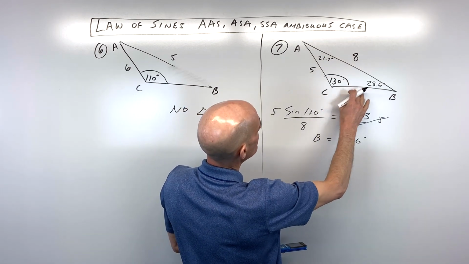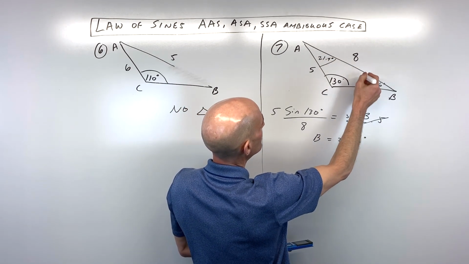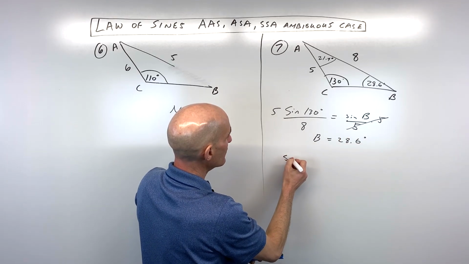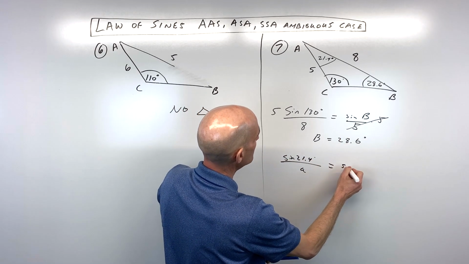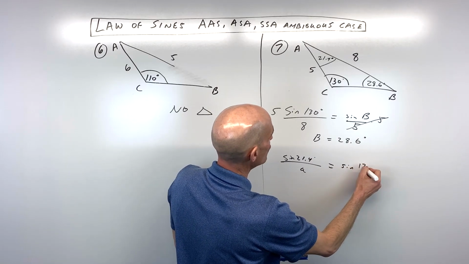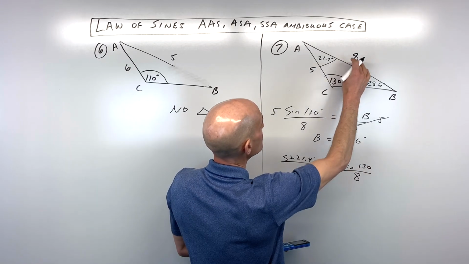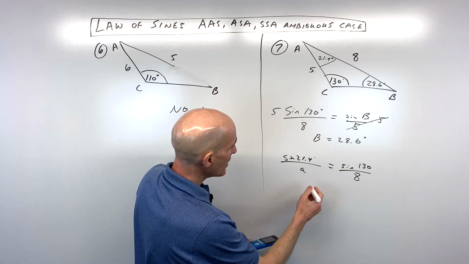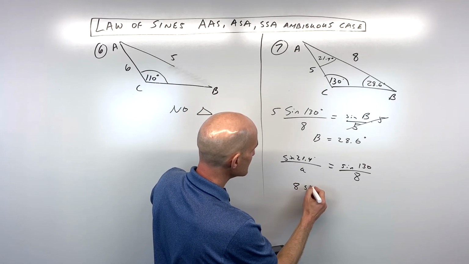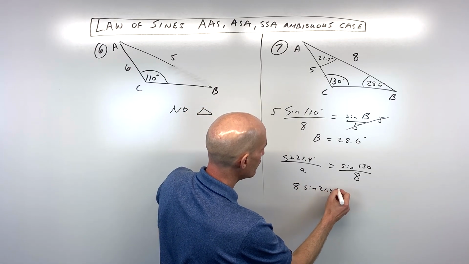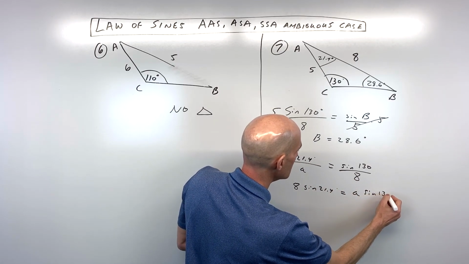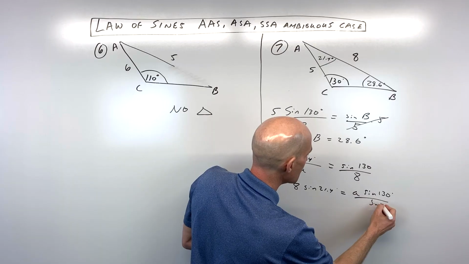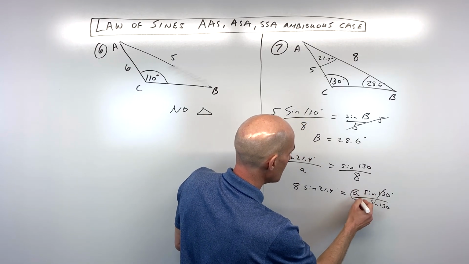Now all we have to do is solve for side A across from angle A. And let's see what we get for that. We get sine of 21.4 over side A equals sine of 130 over 8. I like to go back to the original numbers if at all possible. If we cross multiply, 8 sine of 21.4 equals A times sine of 130. Divide both sides by sine of 130 to get A by itself.